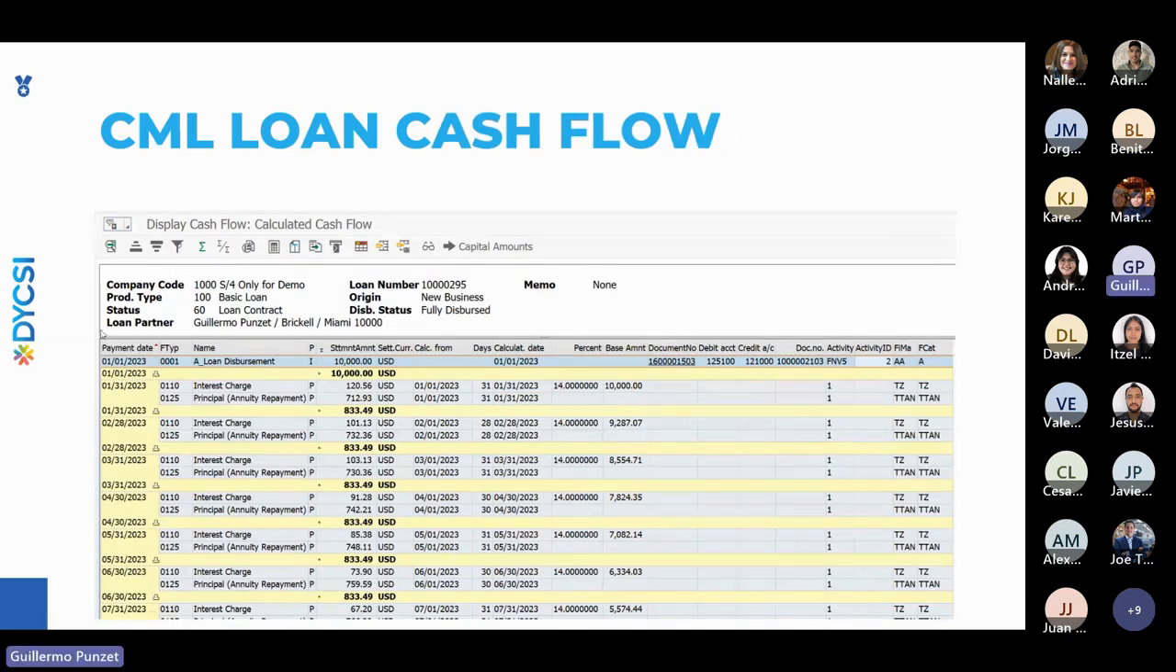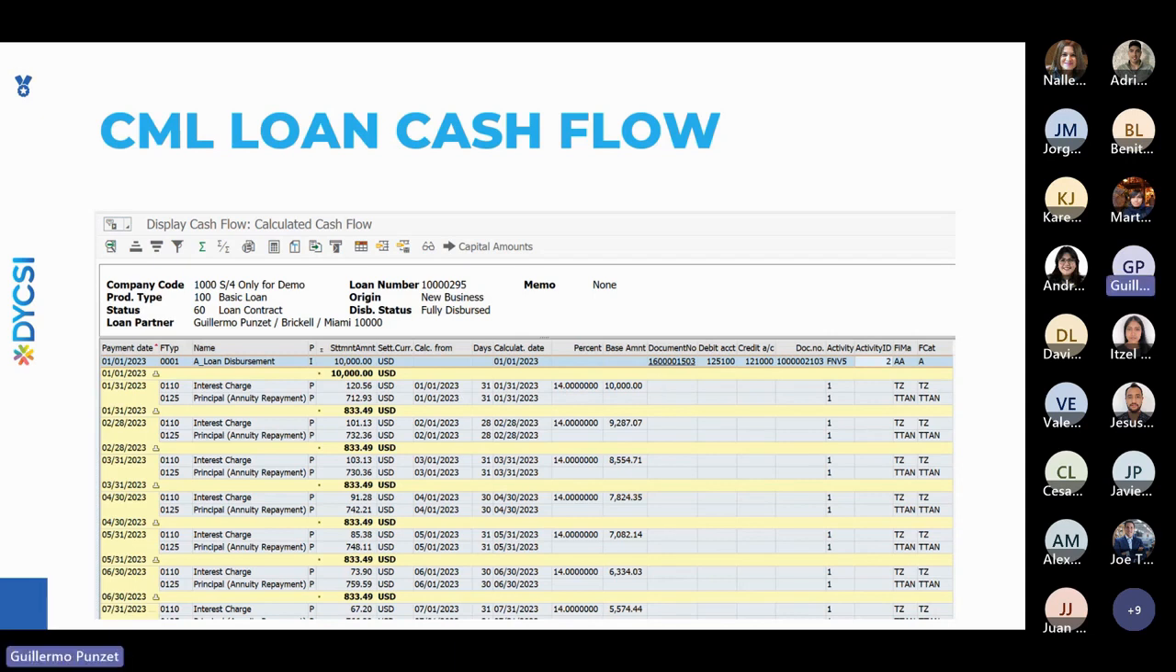So here we can see a calculated cash flow based on the current conditions on the loan. And you can see that CML has calculated a cash flow. So there is a planned disbursement, and then the repayments that should happen over time based on the conditions entered on the loan. Here you can see the interest and principal being calculated, and also all the data that was used to actually make this calculation. You can see the days in the calculation, the start and end date for the calculation period, the rates, base amounts, and so on.